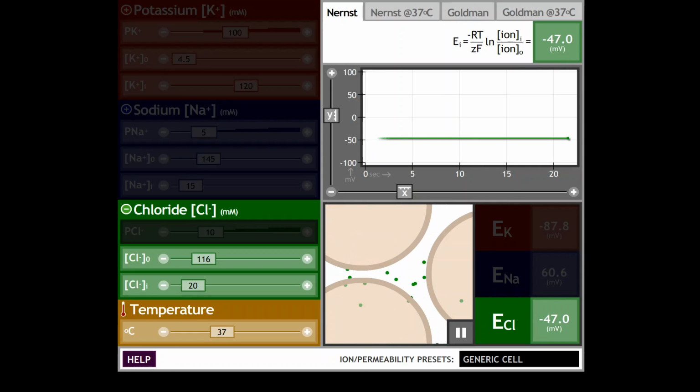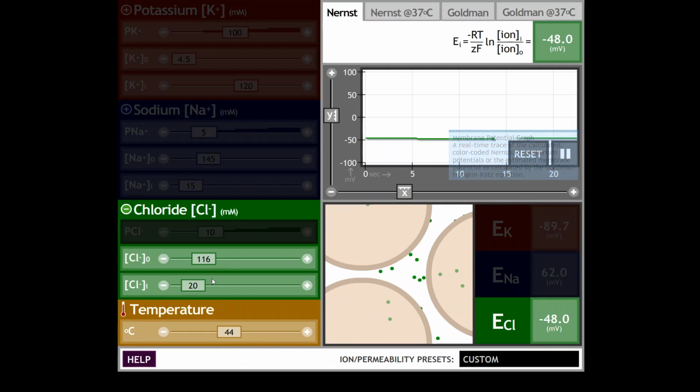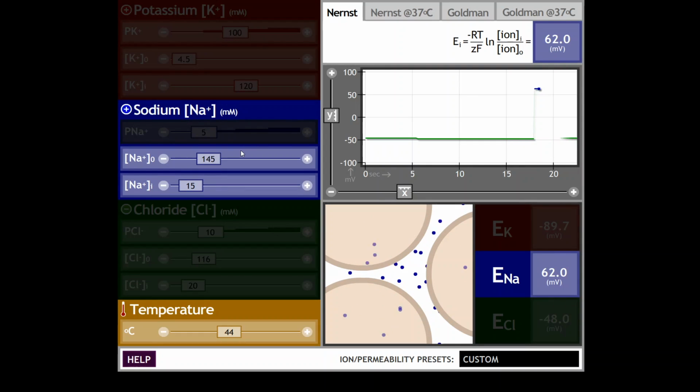You can also see the effective temperature if you want to. So again, 37, that's body temperature, but you can see what would happen if you had a fever and your temperature is going up. Then you would expect the equilibrium potential for chloride goes down a little bit, and then we'll set it back to 37.